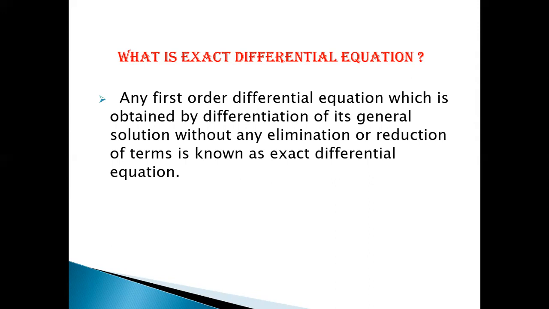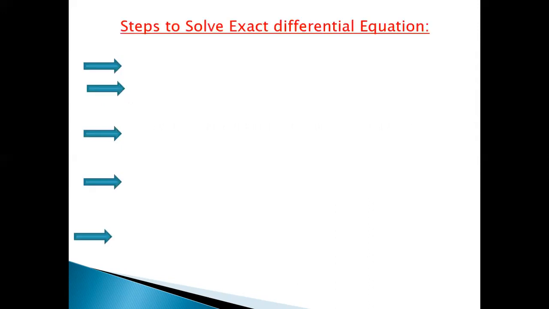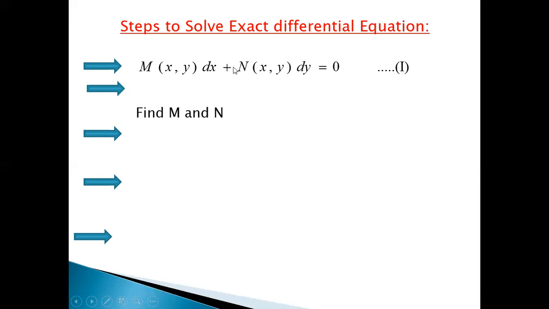Okay, now how to solve this exact differential equation? Steps to solve exact differential equation. Now, our given first order and first degree differential equation is equation 1, that is M dx plus N dy equal to 0, where M and N are functions of x and y. So, let's start to solve the given differential equation. First find M and N.